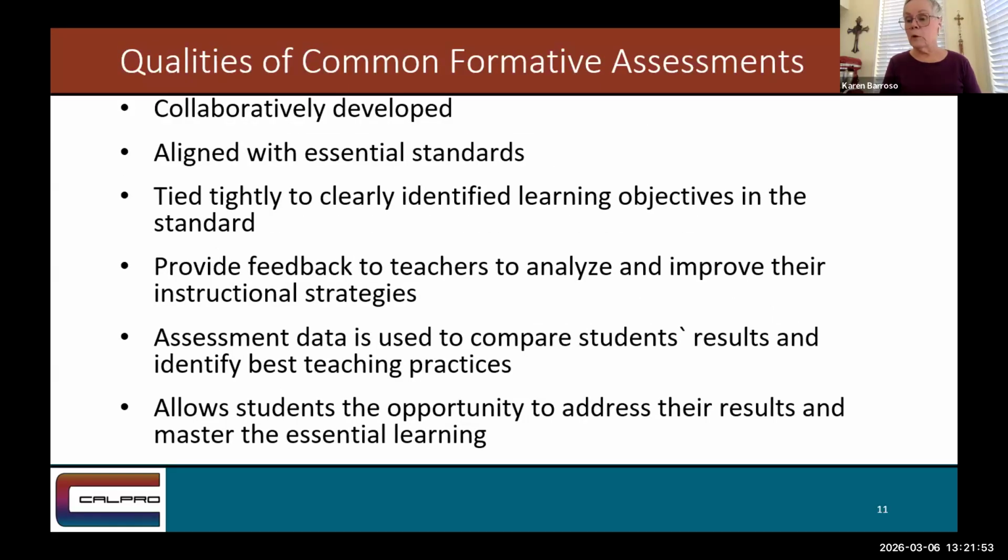Okay, and the quality of common formative assessments. Collaboratively developed, not one person says, hey, what do you think? Everyone collaborates and decides how this CFA is going to be given. They're aligned with essential standards, so you have to choose what standards you're going to be working on. Clearly identified learning objectives in the standards: you unpack the standards so you know exactly what learning objectives you want to target.